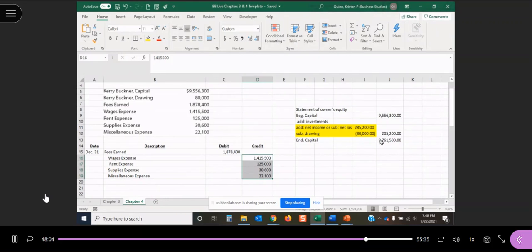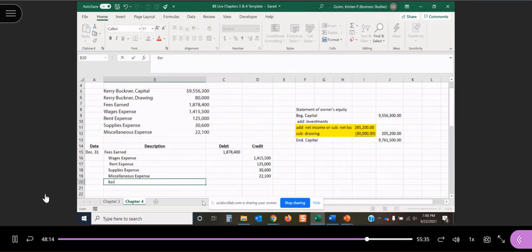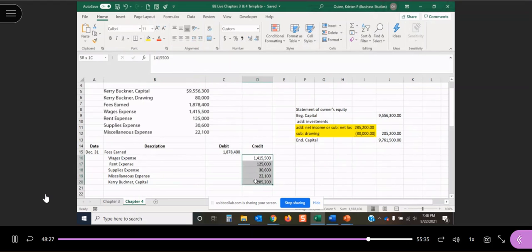But we know that they don't equal because we have that net income. And what did that net income do to the value of my owner? It was a positive. It increased the value of Carrie Buckner Capital. So we're going to increase her by that net income amount. So now on my credit side, I have 1,878,400. I have that same on my debit side.